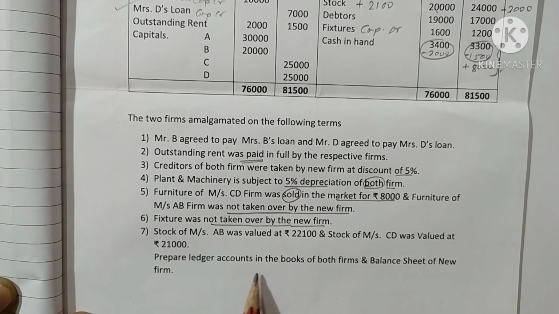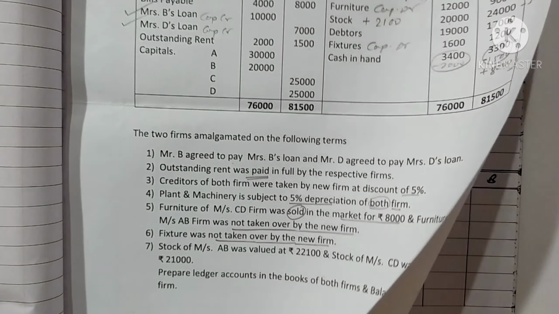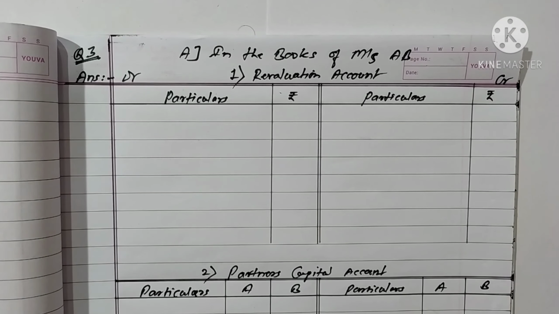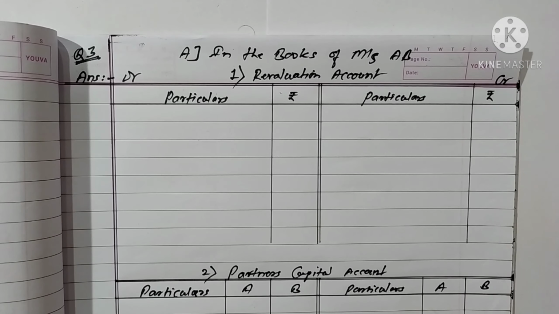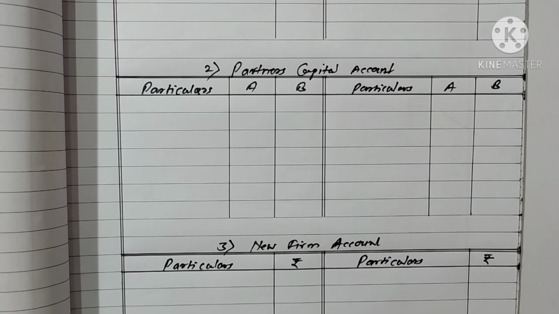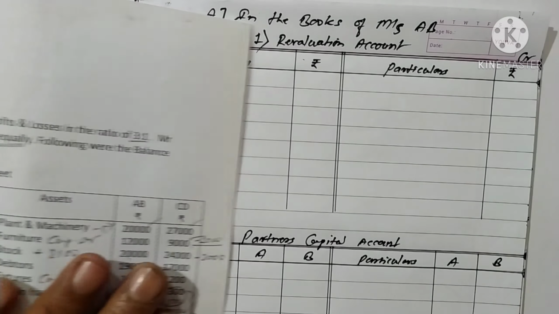Prepare ledger accounts in the books of both firms and balance sheet of the new firm. Now we go to the answer sheet. Answer sheet is like this one. Part A in the books of Messrs. AB: revaluation account, partners' capital account and new firm account. First we try to complete the revaluation account.